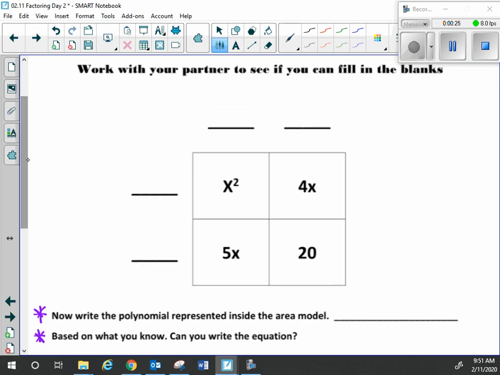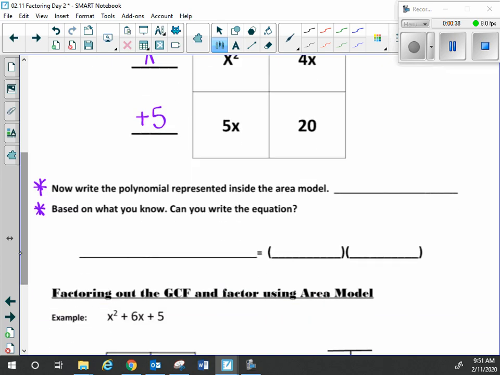What were the top 2 values on that area model? X is 4. And the side? X is 5. Alright, what was the polynomial represented inside your area model? X squared plus 9x plus 20. Very good.